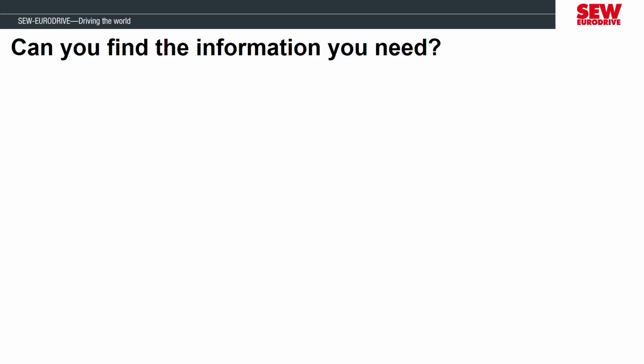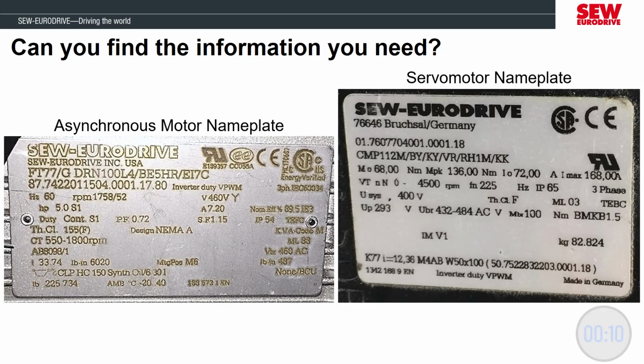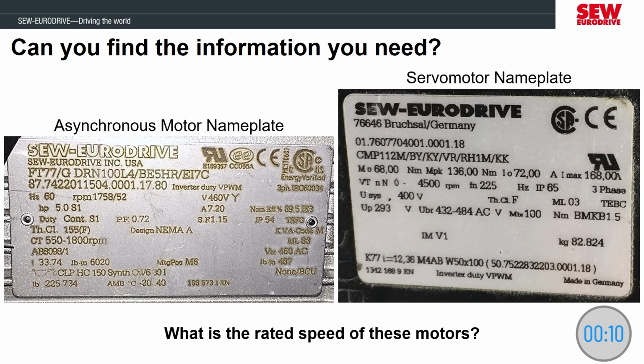Now that I've shown you what to look out for on the nameplates, let's see if you can find the information on these real-world nameplates. I'll give you 10 seconds between each question that shows up to see if you can find the information on both nameplates. Then I'll reveal the answer. All right, what is the rated speed of these motors?